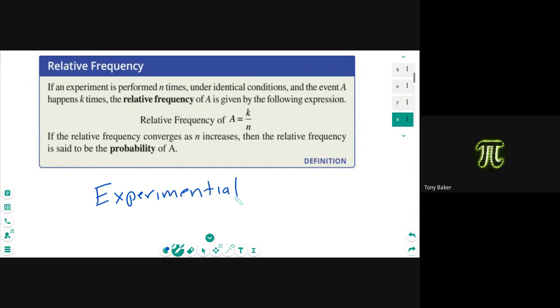And I think I spelled it correctly. Okay, so experimental means we're actually doing the trials to determine what's going to happen. So to figure out the probability of that, all we're going to do is divide what we wanted, the event that I'm looking at, by how many times I did the actual experiment.